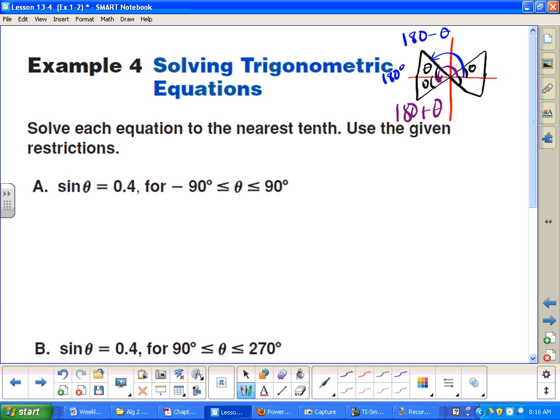So in the second quadrant, I came that reference angle short of 180. In the third quadrant, I go that much past 180. And what about in the fourth quadrant? What would it be in the fourth quadrant then? So in the fourth quadrant, we're going all the way to here. So it would be 360 subtract theta.